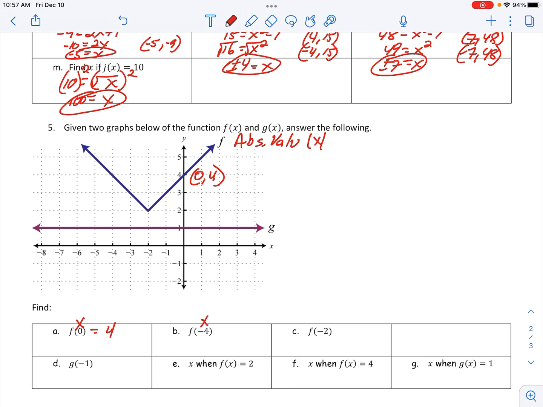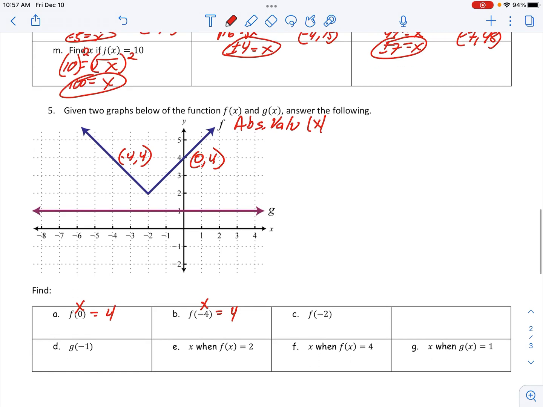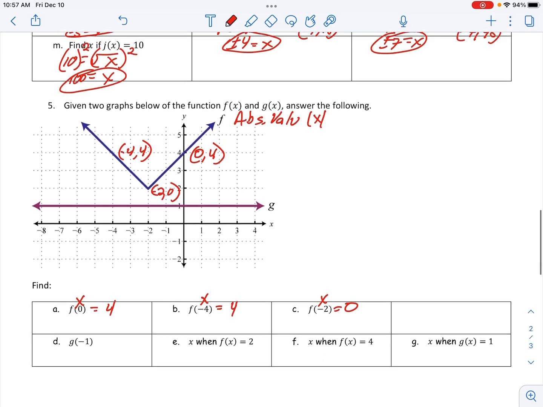For letter B, x is -4. So I go to the x-axis at -4. I go find the graph that I want to focus on, which is F, and there is my location. That location is at -4, 4. So when x is -4, the y value is 4. For the other one, x is -2. So go to the x-axis at -2, go find the graph, which is located right here. -2, 0 is its location, so 0 is the y value.